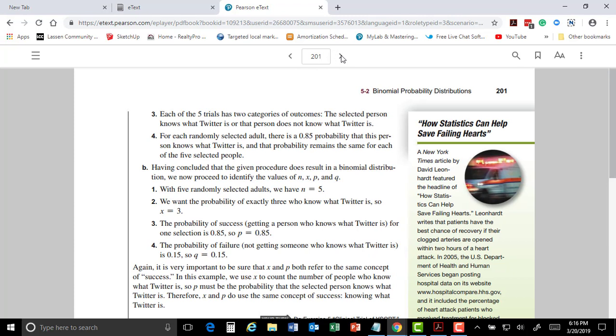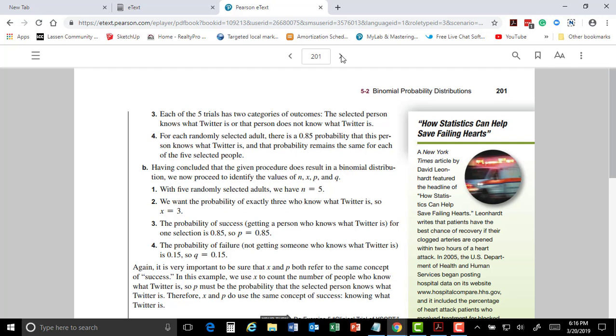So does order matter or not for this Twitter thing? Either you use Twitter or you don't. If you use Twitter, you use Twitter, it doesn't matter what order I mix you up. You're all Twitter users. So order doesn't matter, and we're going to use a combination rule. Now they want to find the probability of being exactly 3.